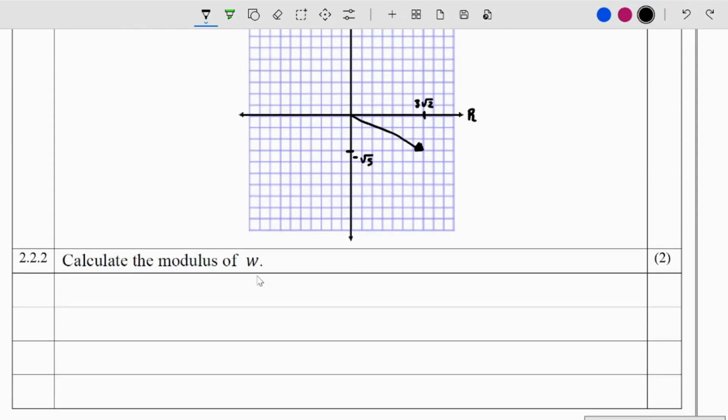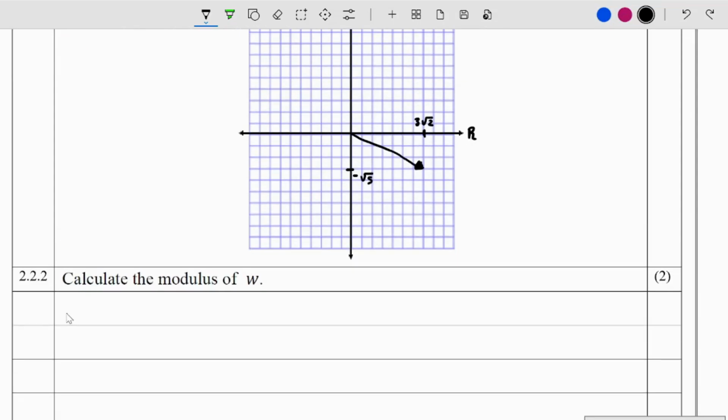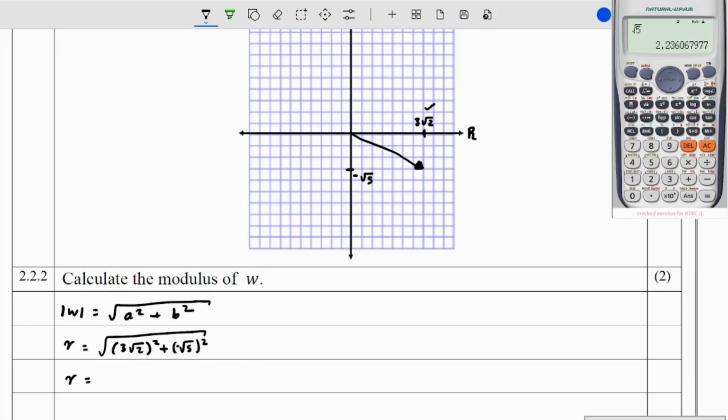And then calculate the modulus of W. The modulus of W, we can just use this. The modulus of W is equal to the root of a squared plus b squared. Okay, so let's just use r. r will be then equal to the value of a, it's this one here, which is going to be 3√2 all squared plus b, which is going to be the root of 5 squared. Put the negative there if you prefer, and then put the whole thing in the calculator.